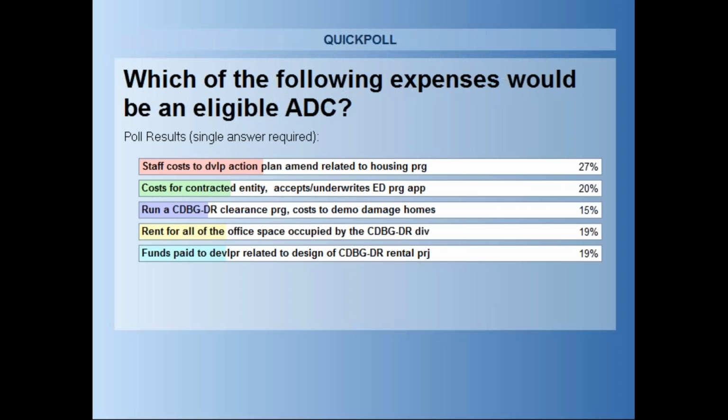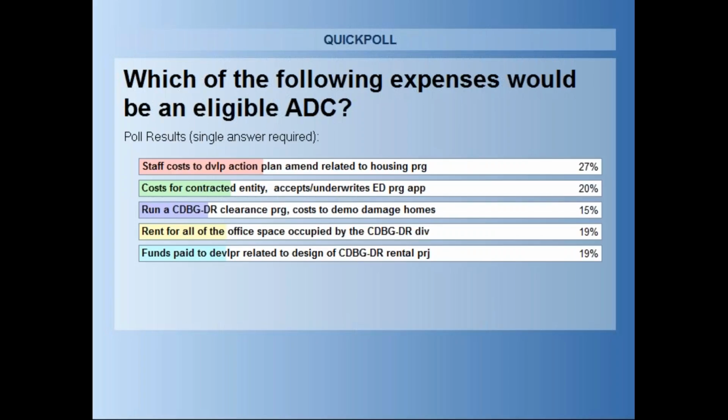Okay, and I'm sharing the results. We have 27% voted the staff cost to develop an action plan. 20% voted cost for a contracted entity which accepts and underwrites DR economic development applications. 15% voted grantee runs a DR clearance program. 19% voted the rent for all office space occupied by the DR division, and 19% voted funds paid to a developer related to the design of a DR-funded rental project.